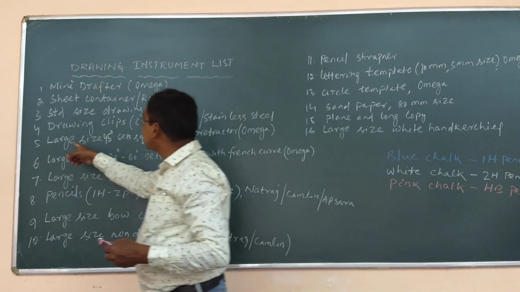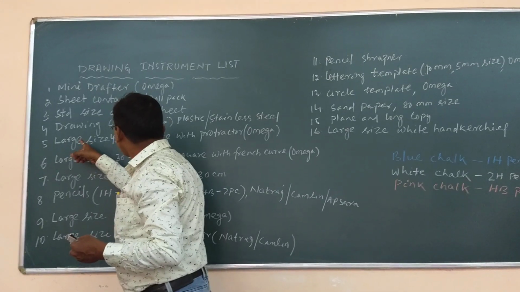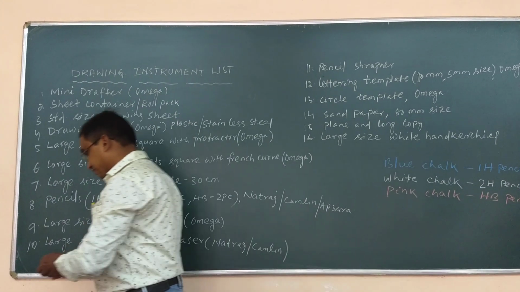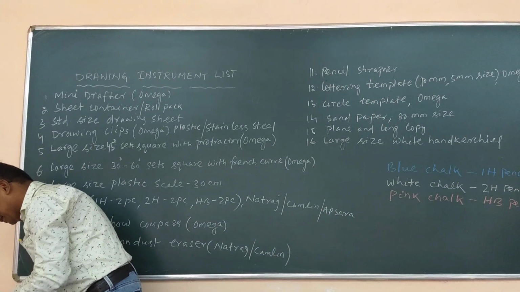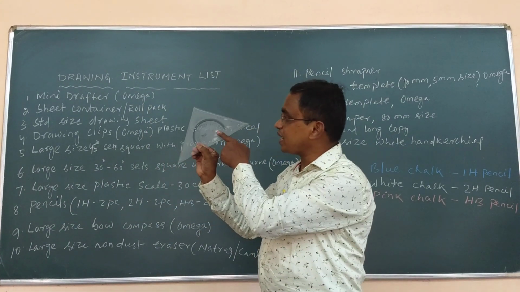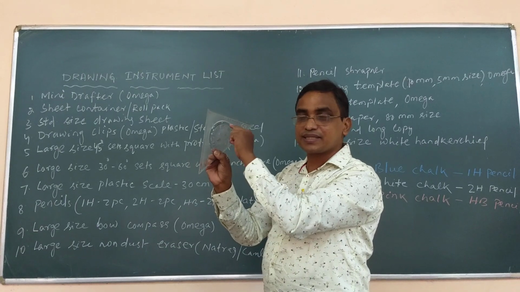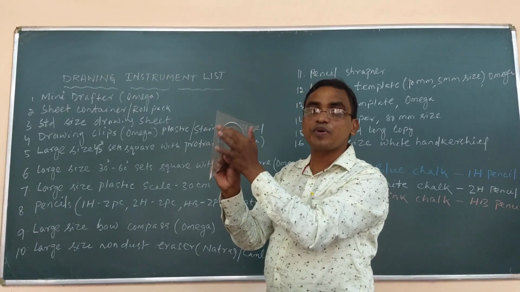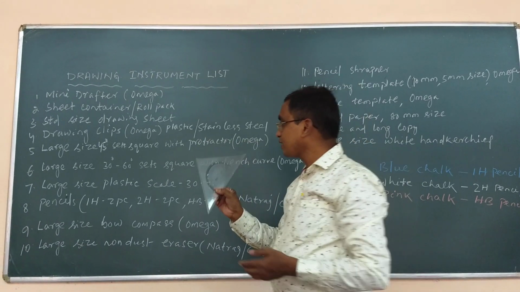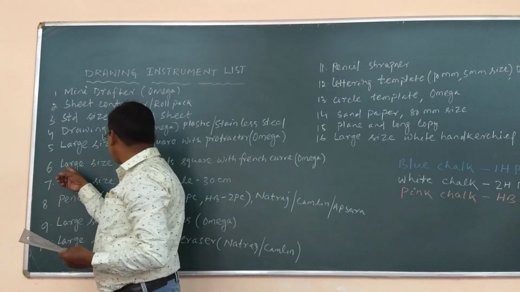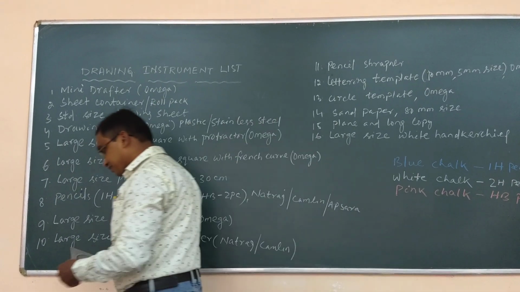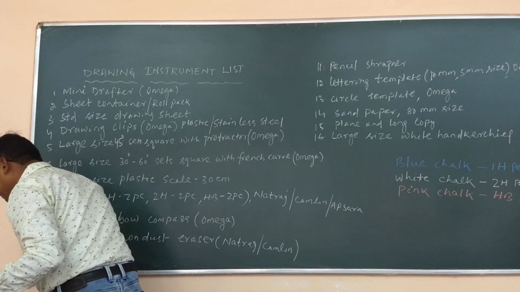Next item is your large size 45 degree set square with protractor, company Omega. Just mark: 45 degree set square, company Omega, large size, and it also consists of a protractor. There is no need to purchase a separate protractor. Next item is the large size 30 degree, 60 degree set square with French curve. Just mark.